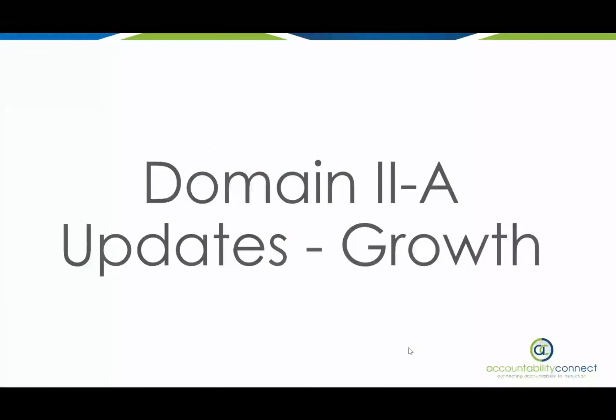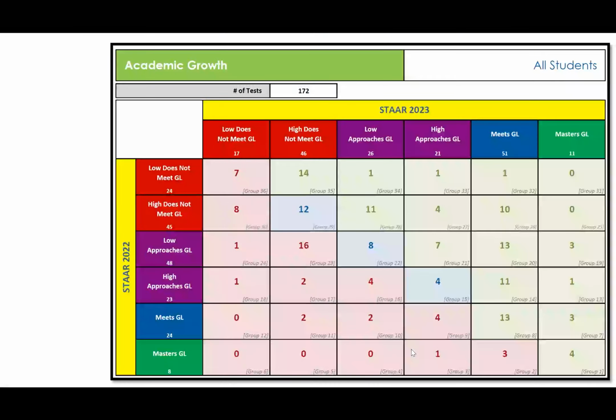The final main area where we are going to see some change in the 2023 accountability system is in our academic growth. And I will say we are very excited about these changes. So you can see on your screen that the first piece that is going to change is we are going to move from what has been known as a 4x4 matrix, our did not meet, approaches, meets, and masters, and we are going to expand that to a 6x6 matrix.